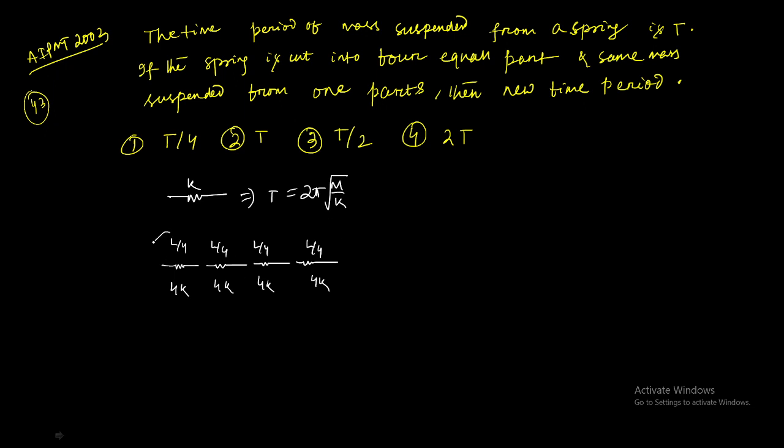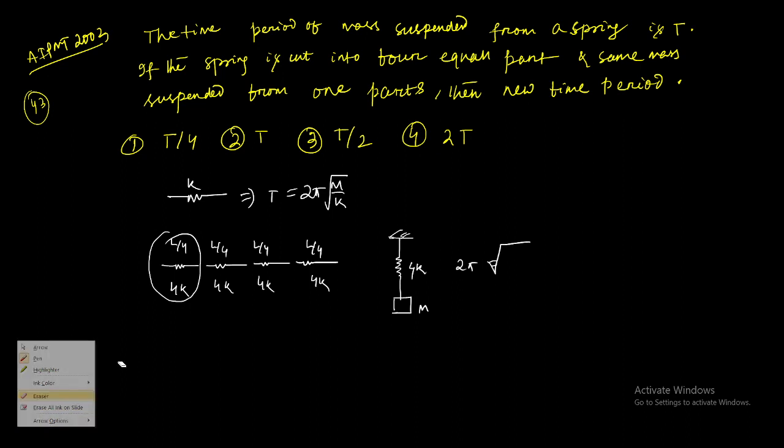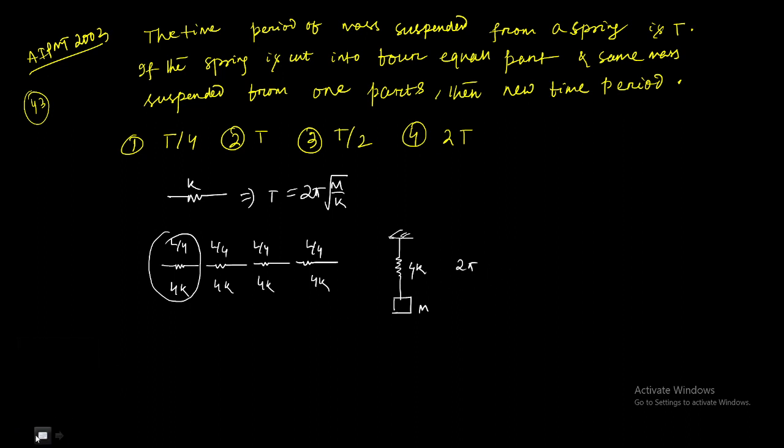Now you choose one spring and do the same experiment. This is your spring and you put the mass M, and the spring constant will be 4K. So now the time period will be 2 pi root over m by 4k. So this will be 2 pi by 2 root over m by k. So this will be T by 2. So option number 3 will be correct.